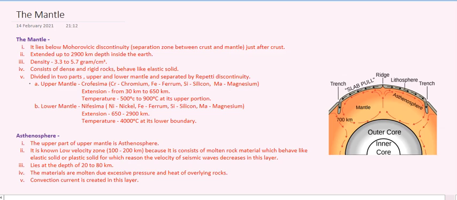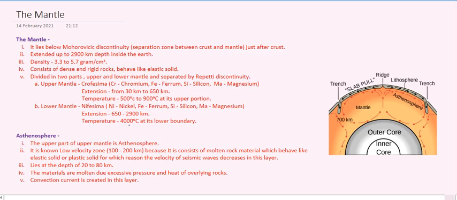First of all, the upper mantle. It is also known as Crofesima. Crofesima is made up of four types of minerals or elements: chromium, ferrum, silicon, and magnesium. It extends from 30 km to 650 km. The temperature in this layer varies from 500 degrees centigrade to 900 degrees centigrade at its upper portion.